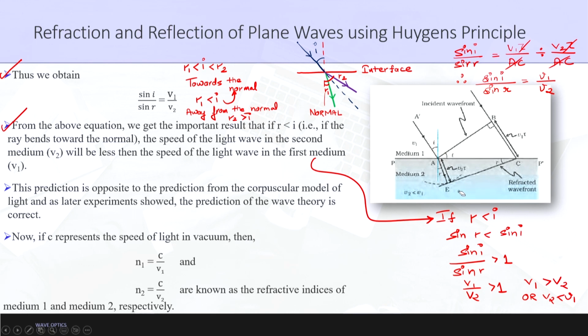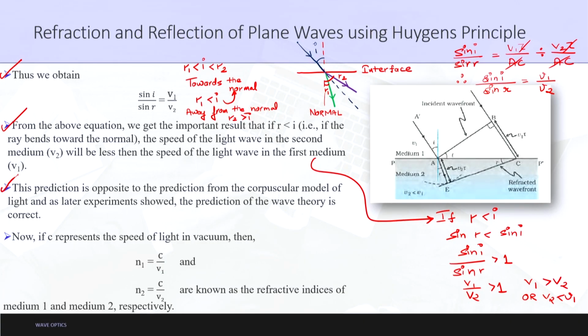So, let us move on to the next point here. Now this prediction is opposite to the prediction from the corpuscular model of light. This was the model of light which was being explained by Descartes. This prediction is opposite to the prediction of the corpuscular model of light, and as later experiments showed, the prediction of the wave theory is correct. Hence more research was done and we got to know the phenomena of diffraction, interference and polarization in wave theory.